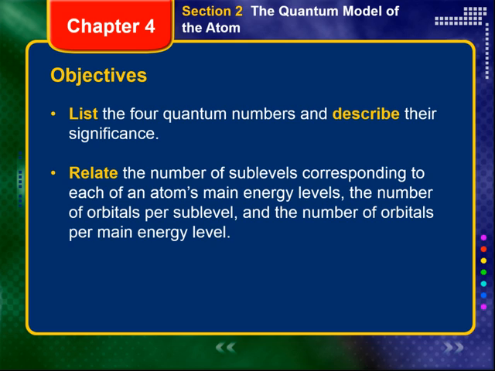At the end of this video, I hope that you are able to list the 4 quantum numbers and describe their significance, meaning what they signify, and relate the number of sublevels corresponding to each of an atom's main energy levels, the number of orbitals per sublevel, and the number of orbitals per main energy level.